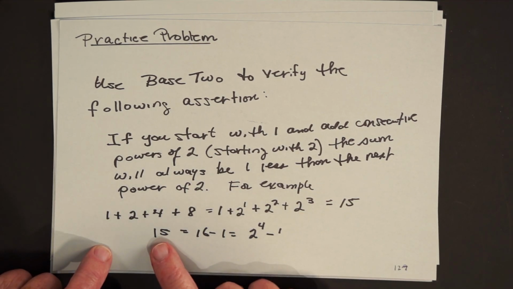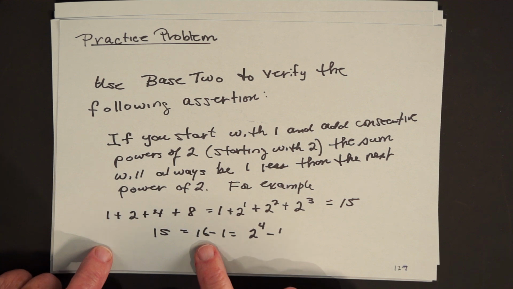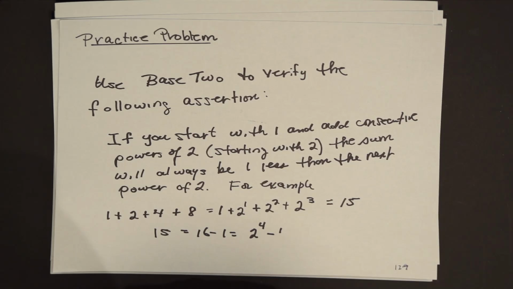Okay? What happens if we add 15 and 16? We get 31. And 31 is what? 1 less than 32, which is the next power of 2. And the question is, why does this happen in terms of base 2 arithmetic? And turn on the video when you're ready to see the exciting conclusion of today's lesson.